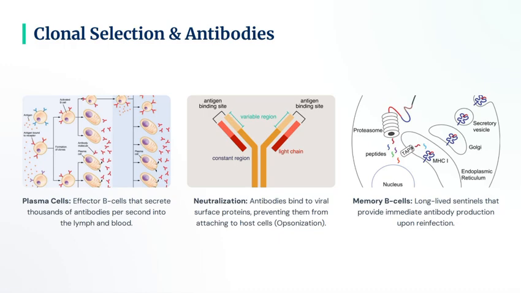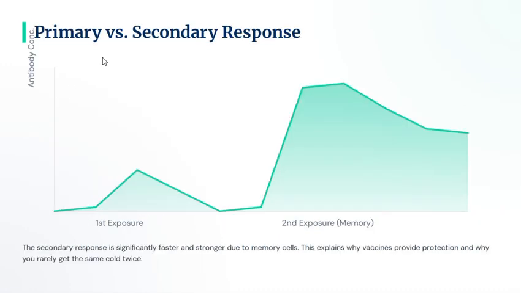Okay, let's move on. So we have a graph of a primary versus secondary exposure. And as you can see, the secondary response is significantly faster and stronger due to memory cells. And this explains why vaccines provide protection and why you rarely get the same illness twice.